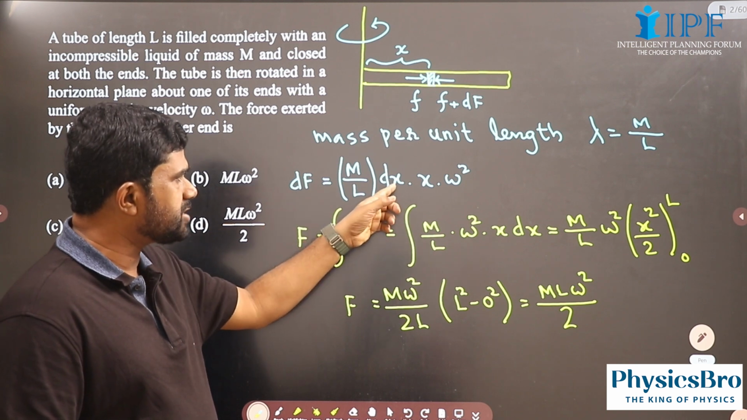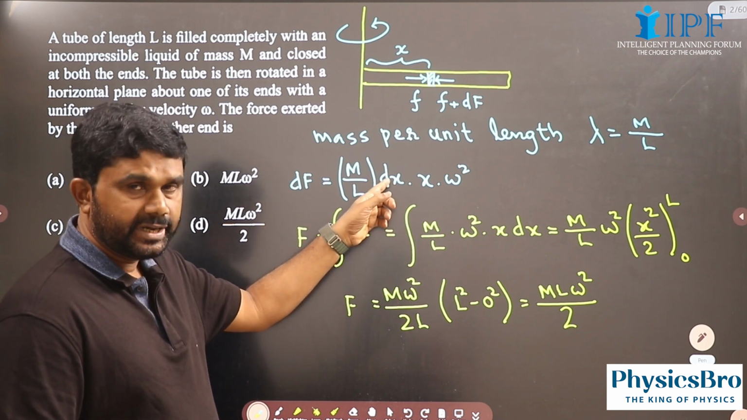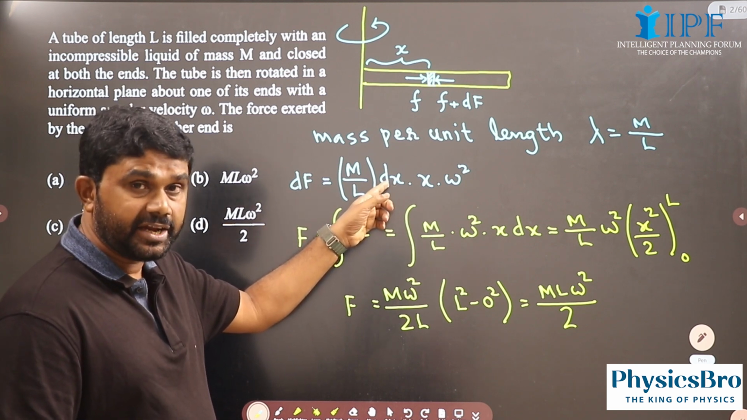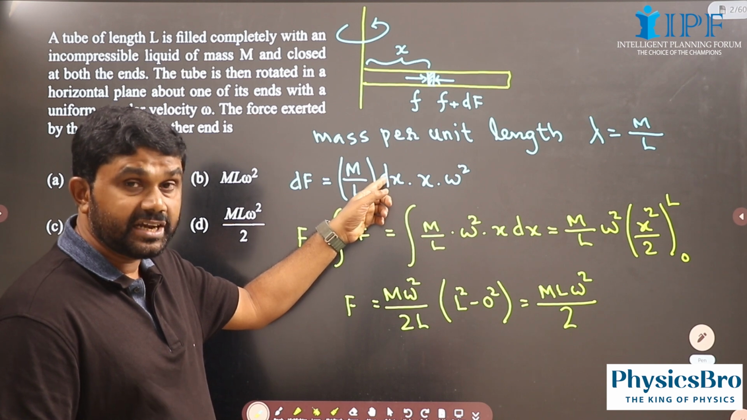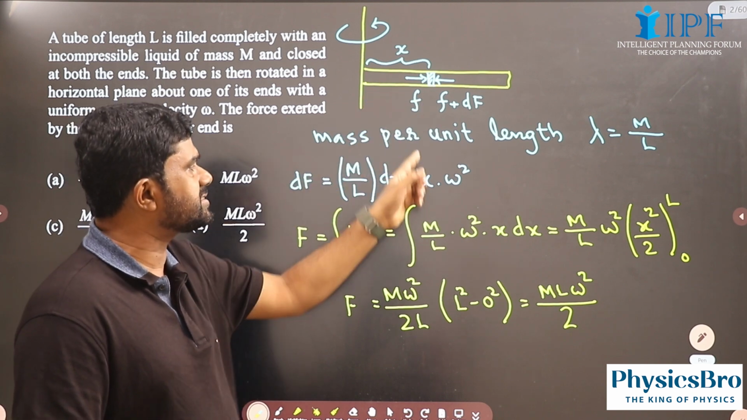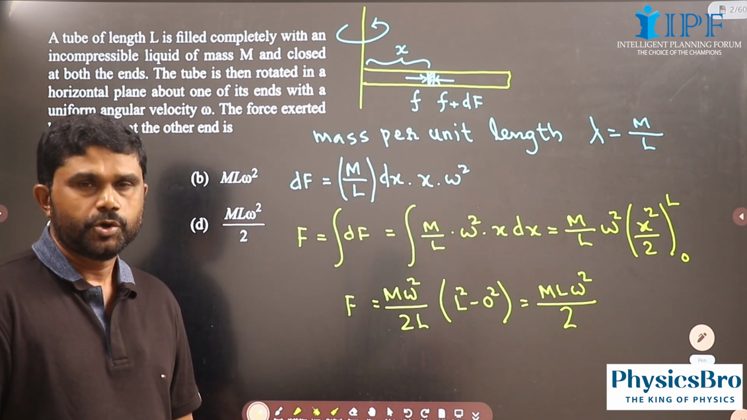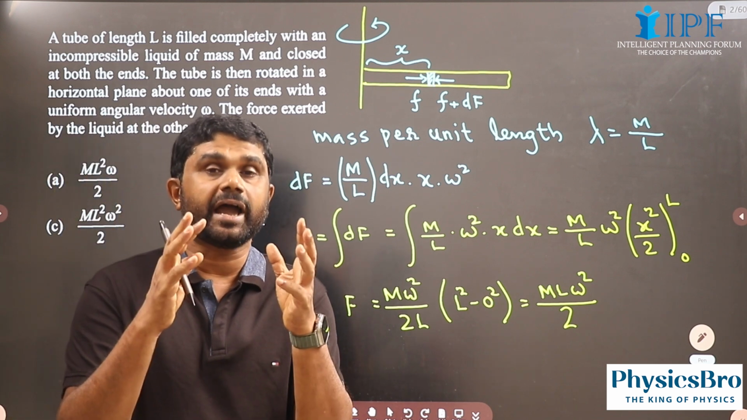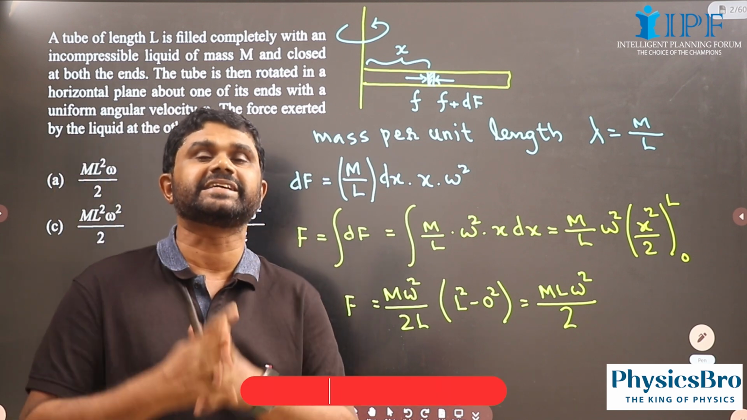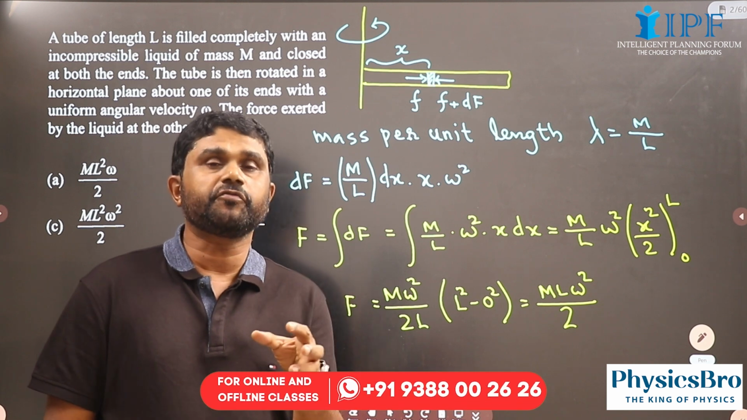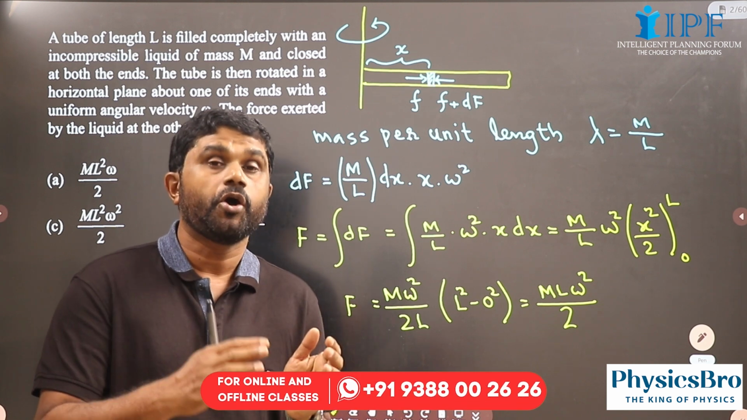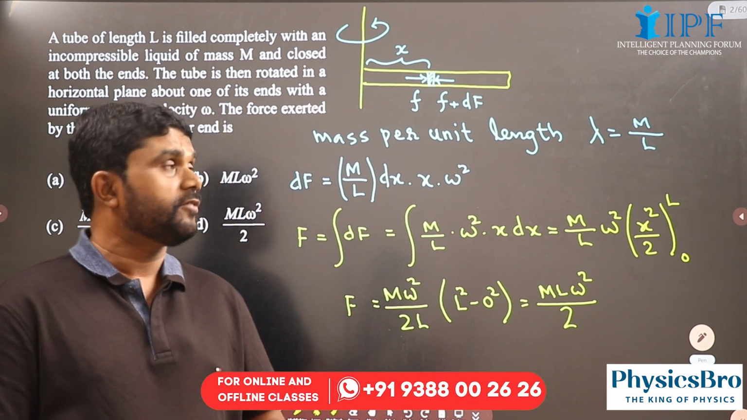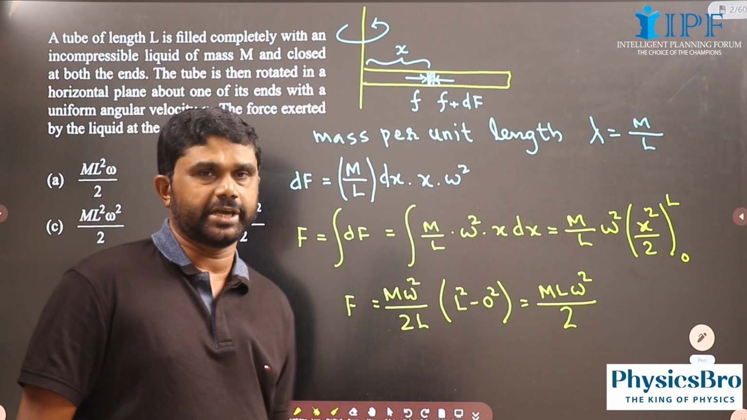This much is the mass of the element, m. Next we take the radius of the circle in which the element is moving, that is x, so the force is m r omega square. That much is the force acting on an element at a distance x. We have to find the force on all such elements from x equal to 0 to x equal to L.